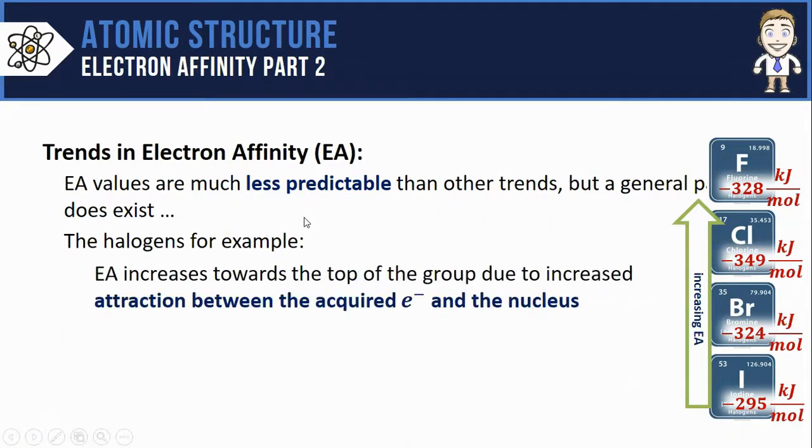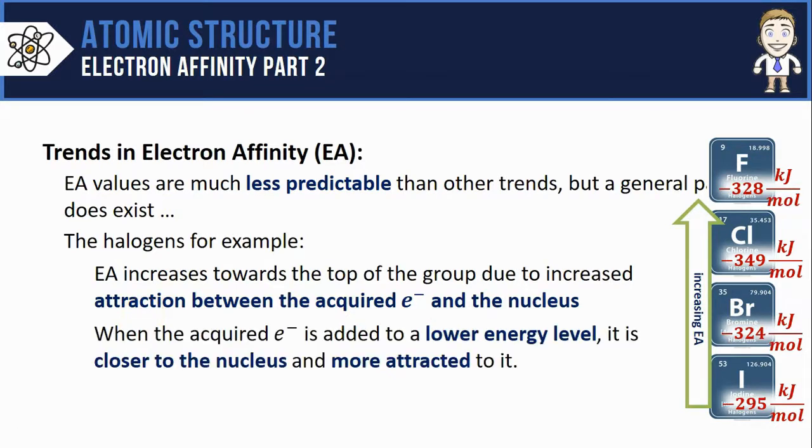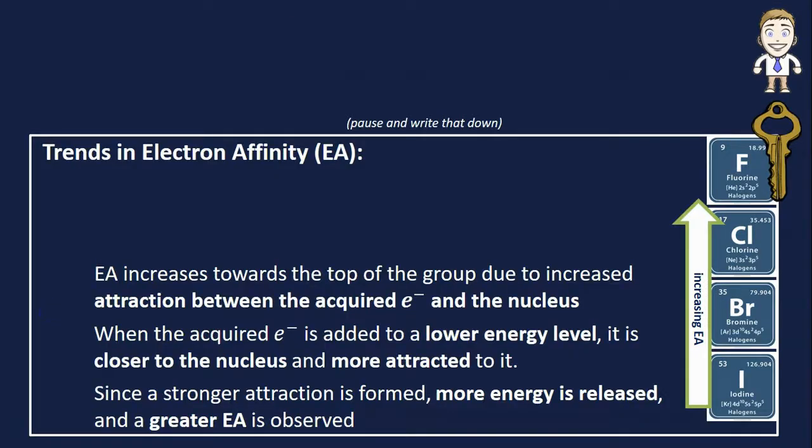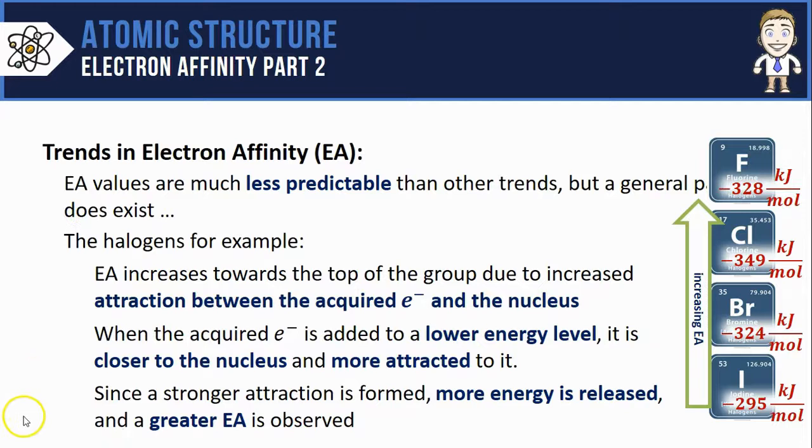We can summarize this by saying that electron affinity increases towards the top of the group due to increased attraction between the acquired electrons and the nucleus. When the acquired electron is added to a lower energy level, it is closer to that nucleus and therefore more attracted to it. Since a stronger attraction is formed, more energy is released and a greater electron affinity is observed. These are some of the key ideas related to electron affinity. Make sure you pause and take a moment to write them all down.